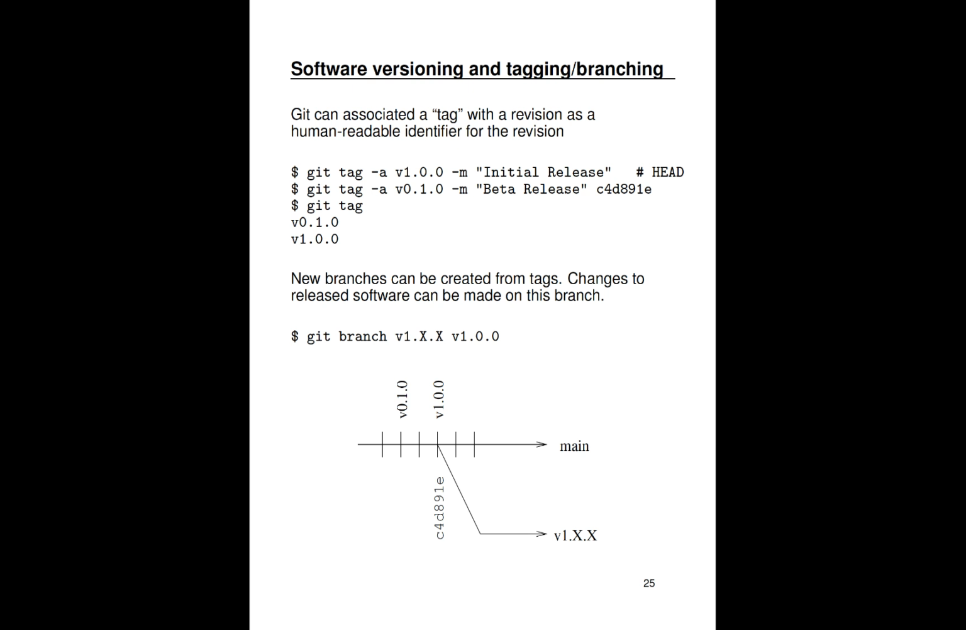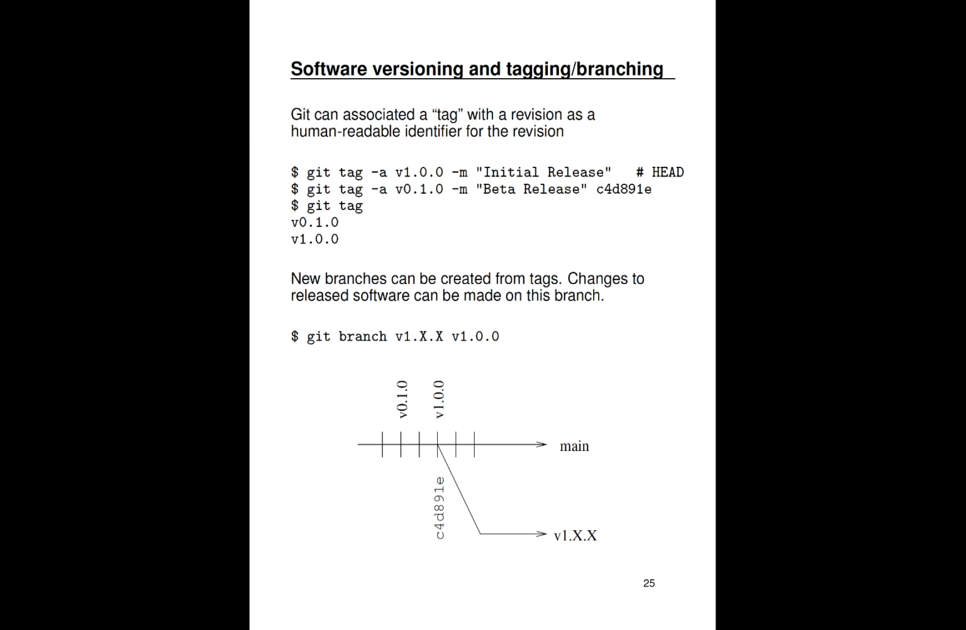So the way you create a tag is with the git tag command, and you use the -a option for adding. That first example there creates a version 1.0.0 tag from the current revision, from the head revision. And just like a git commit, you can have a -m for a message, so you can provide a message along with the tag. That'll create a 1.0.0 tag with the message "initial release" with the current revision.